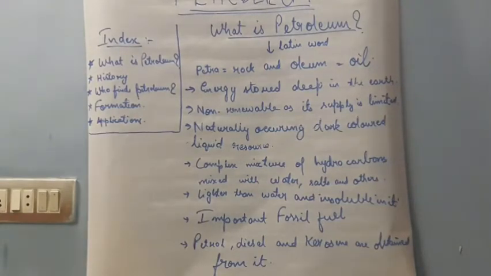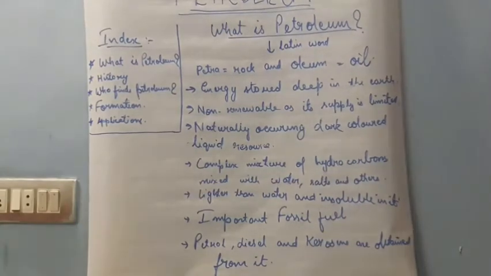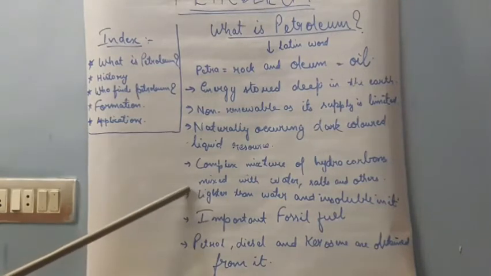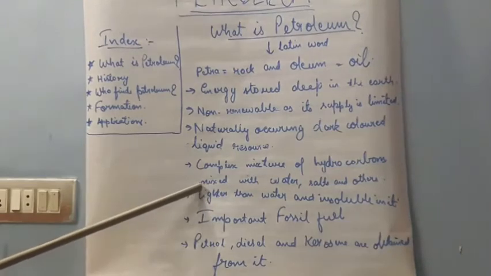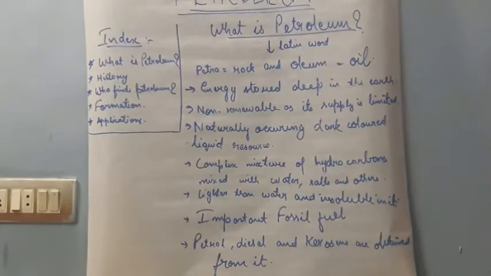Then when we write the definition, we need to include that it is a complex mixture of hydrocarbons, and you all know that hydrocarbon means a compound of hydrogen and carbon. So it is a complex mixture of hydrogen and carbon compounds, and along with hydrocarbons, some amount of water, salt and other minerals or compounds are also present in it.